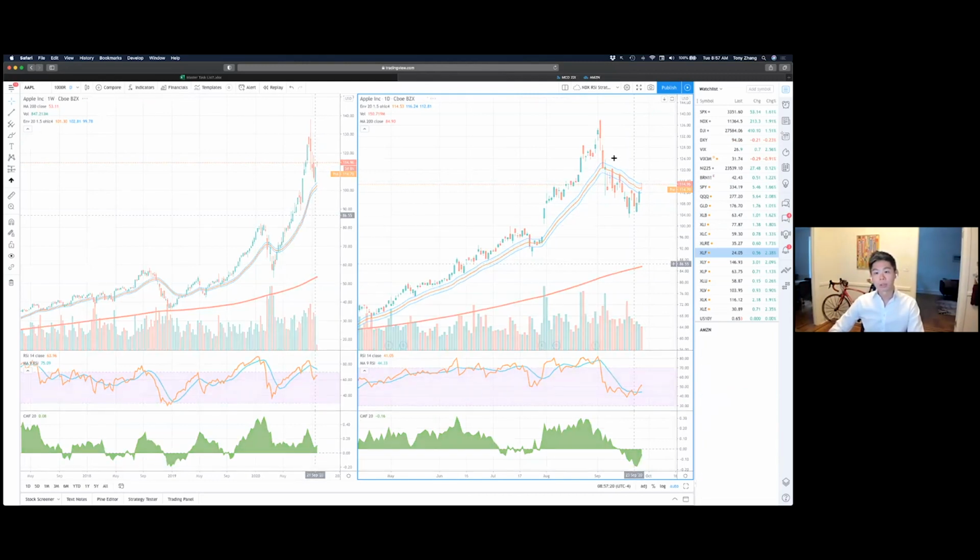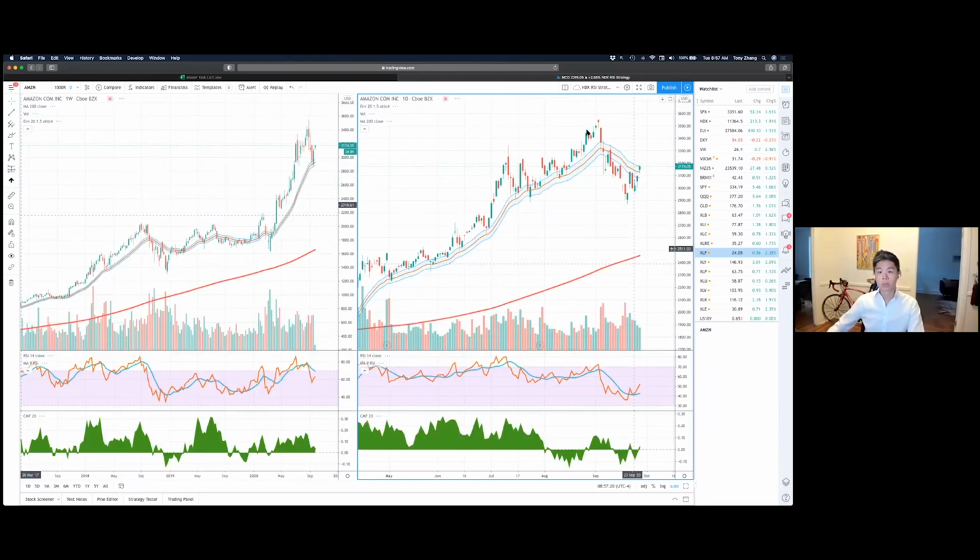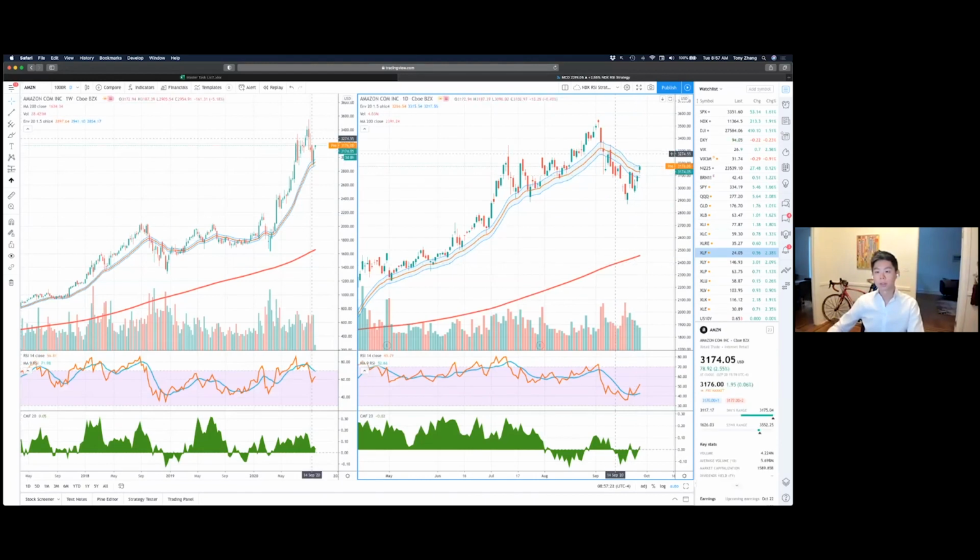Amazon, same thing, starting to form that head and shoulders formation. So watch out for this 3,200, 3,300 level. If we can break back above it, we resume the bullish trend. But if we fail at those levels, that puts this larger head and shoulders formation into play, which would bring us all the way back into the 2,600 range.